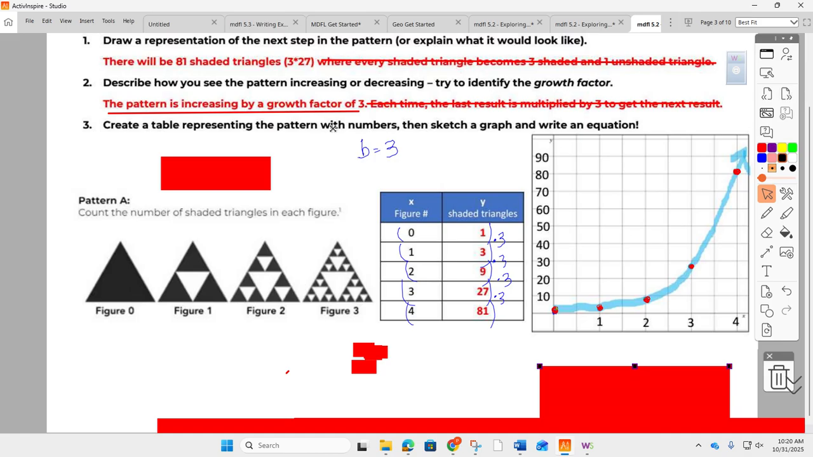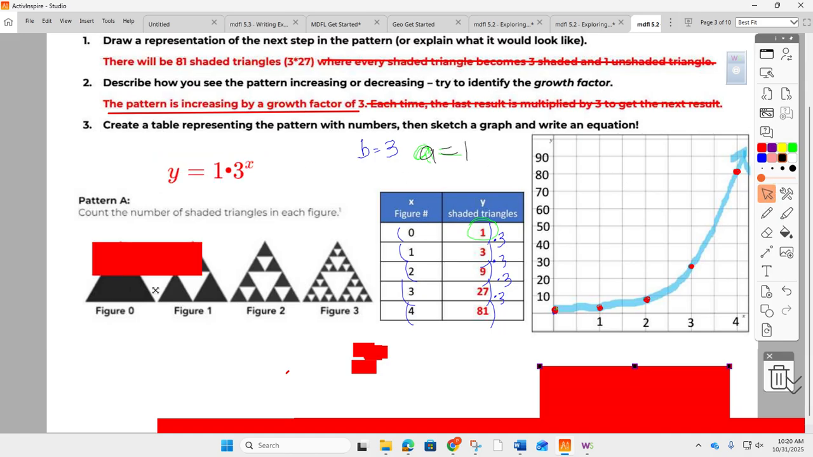So the equation here, what is the initial value, A? What is our starting value? It's 1. So y equals 1 times 3 to the x power.